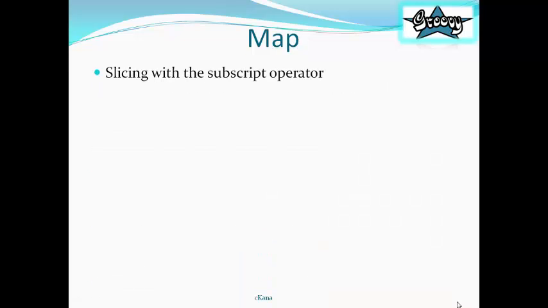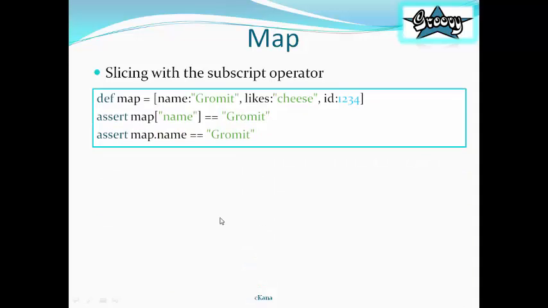Slicing with the subscript operator. You can index into maps using the subscript expression. That is, if you have a map defined like this, you can index it to get the value of it, and you can also use a dot operator to get the value.